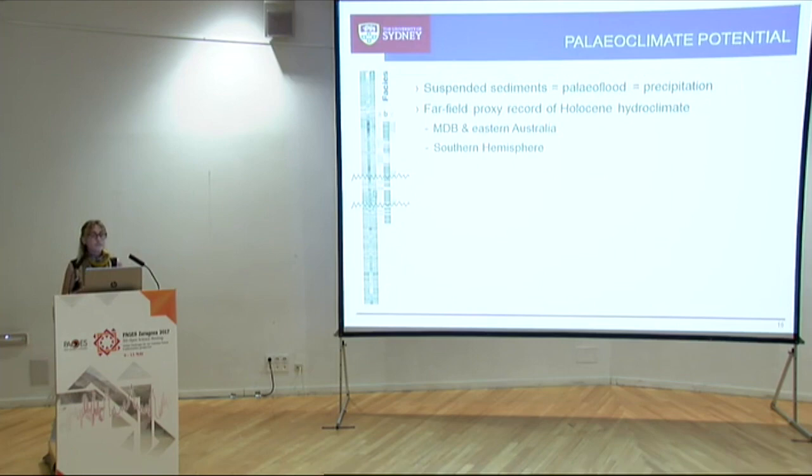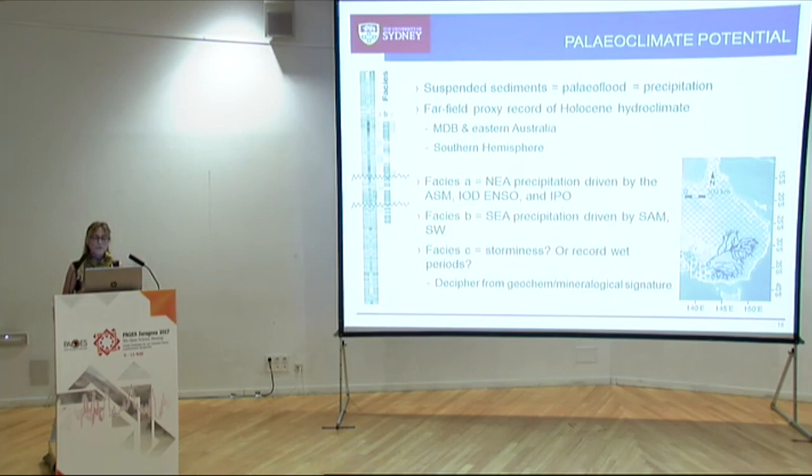What does this mean? If we translate this for our paleoclimate potential, the suspended sediments being a proxy for paleofloods, being a proxy for precipitation, we have a far-field proxy record of Holocene hydroclimate for the Murray-Darling Basin and eastern Australia, and more importantly, the Southern Hemisphere, because of the climate drivers.